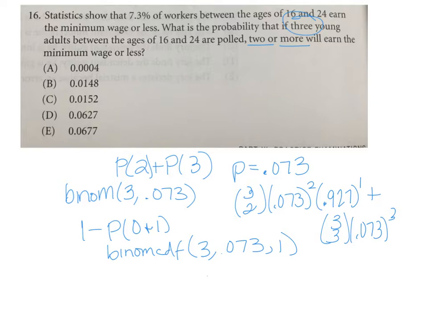So my answer is 0.0152. Here it is. Notice it has other answers that are really close, so you want to try not to round as much as possible, because it would be very easy to select B instead.